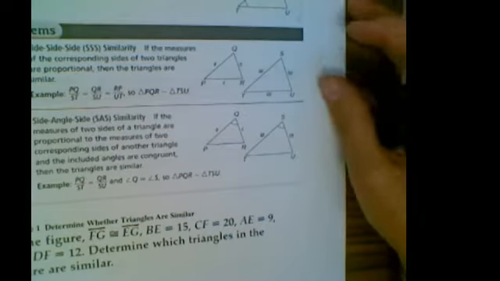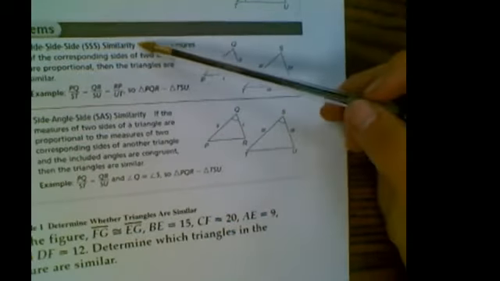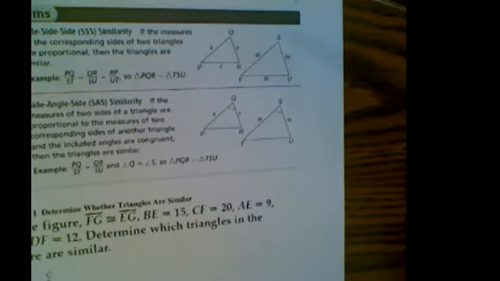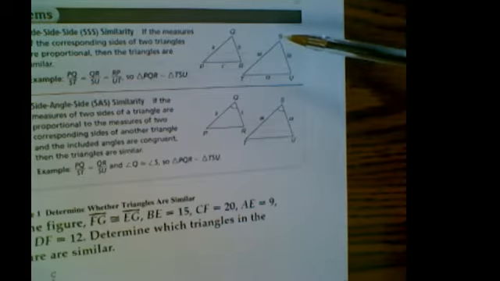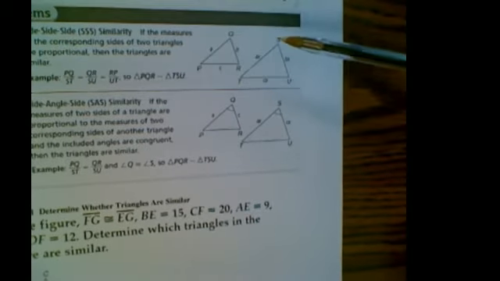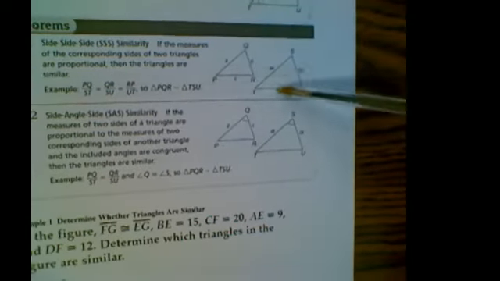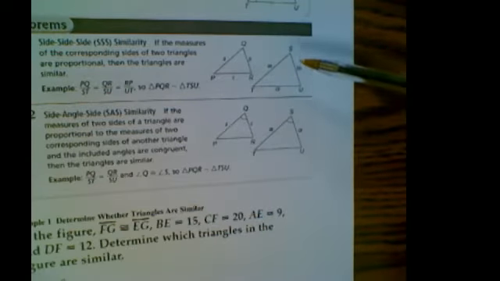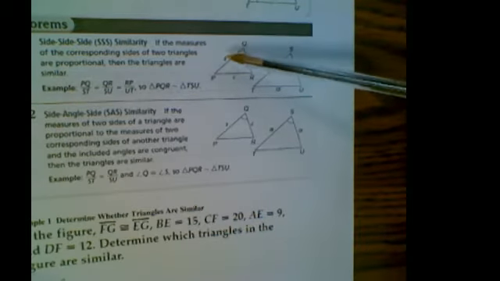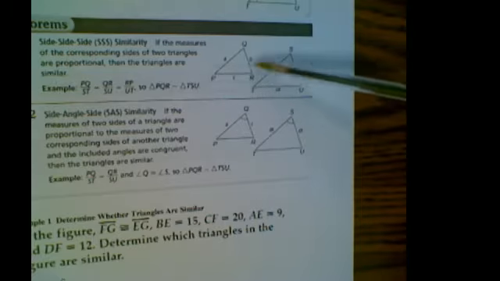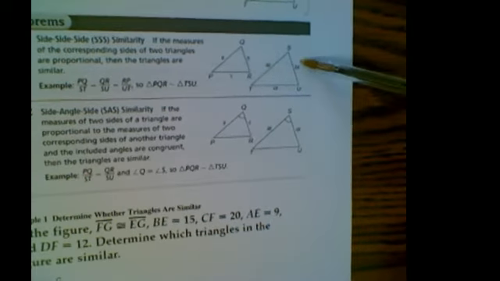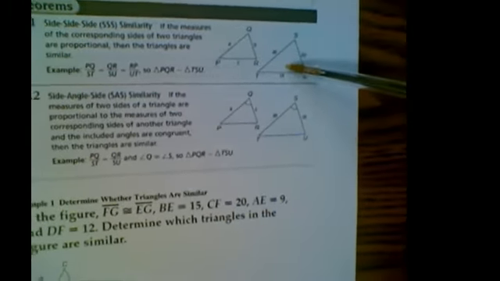The next one you have is side, side, side similarity. So if the measures of the corresponding sides of two triangles are proportional, then the triangles are similar. So remember, with polygons, we had to check all of the angles and we had to check that the sides were proportional. For triangles, you only have to check that the sides are proportional, and if they are, you can say that these two triangles are similar.